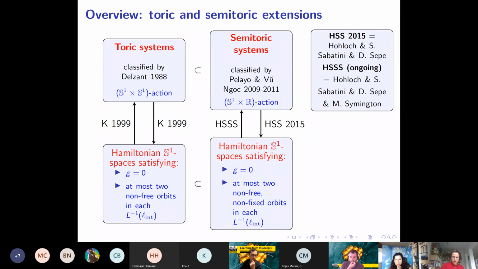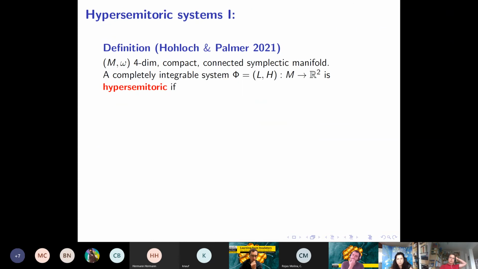Now let's get to the last thing, being able to lift everything. The first thing you notice is you need to admit more singular points. You need to admit hyperbolic points in your system. Nevertheless, we wanted to keep the S1 action, because otherwise we are not lifting S1 actions, and we want to lift them as S1 actions. This is the reason why we called the systems we ended up with hyper-semitoric systems: we were coming from semitoric systems and added something more, so hyper, but also added hyperbolic points, so hyper-semitoric systems.